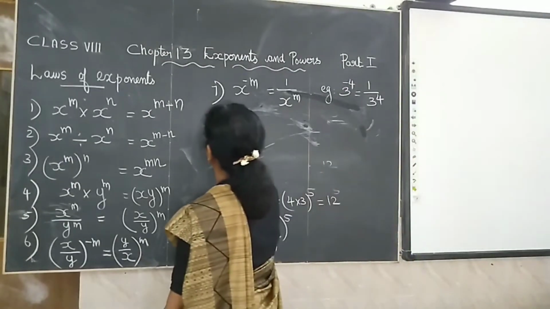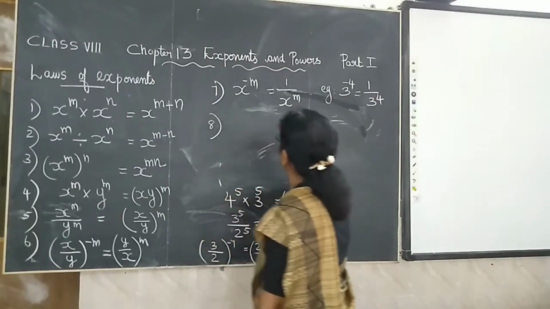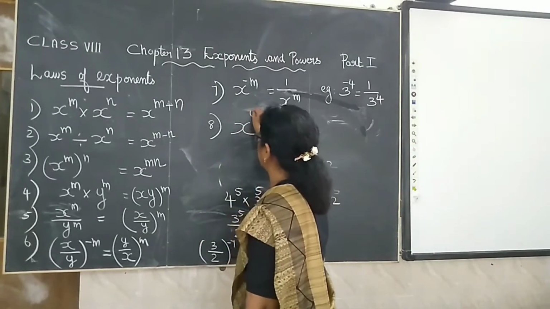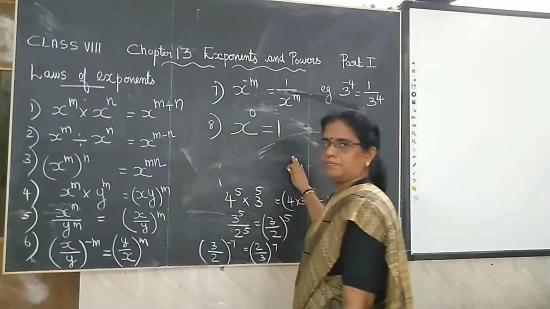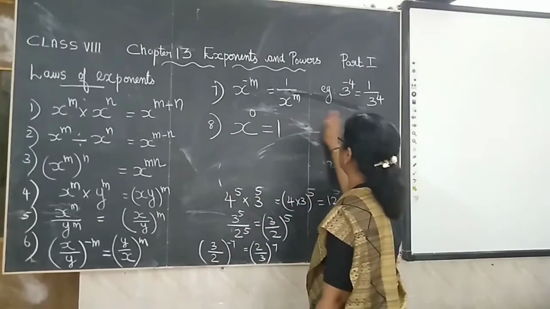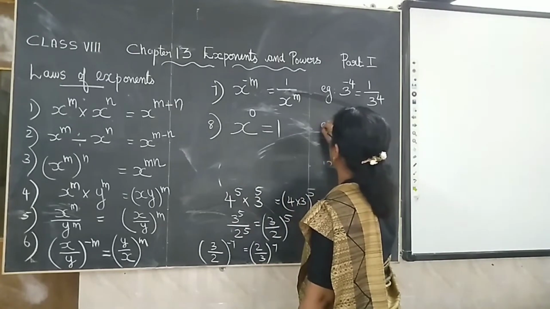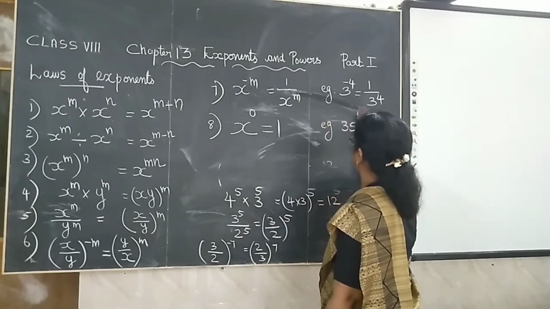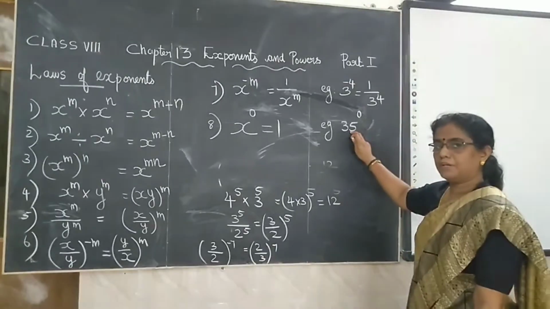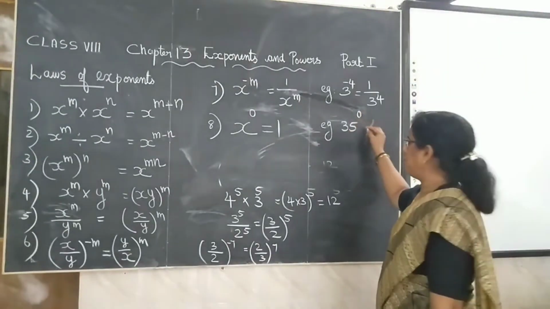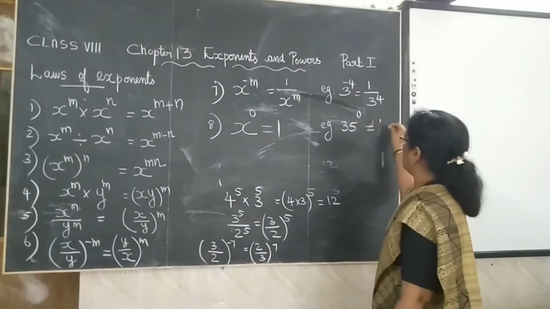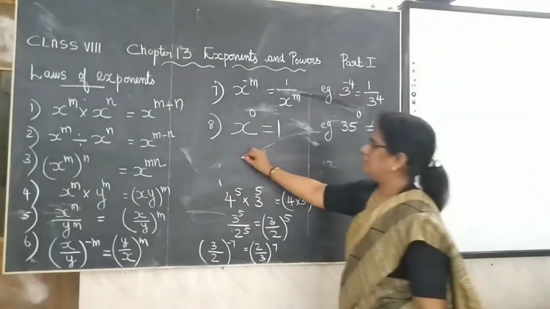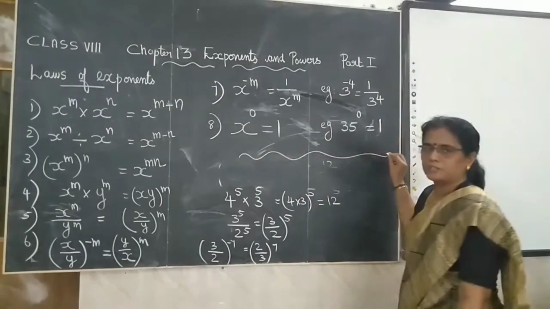Now the last one, any quantity raised to 0. That is x raised to 0, which is equal to 1. Any quantity raised to 0 is 1. Example, 35 raised to 0. Any number with power 0, the answer is 1. These are the laws of exponents.